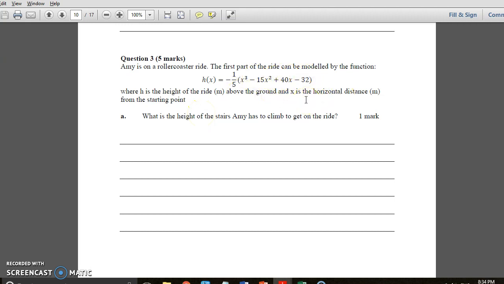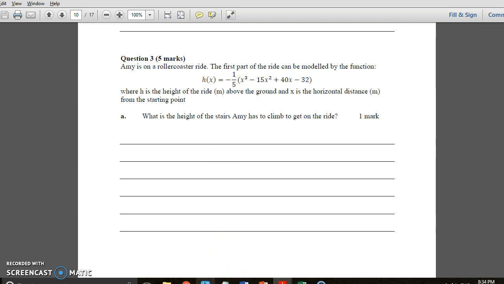So what do we have to do? What do we have to let x equal? Well, we've got to let it equal 0. So let's define this thing. I don't know how much I recorded, but let's just go through that again. Anyhow, we're modeling the height, x meters away from the starting point. We want to find out the height of the stairs Amy has to climb to get onto the ride. Well, the ride starts at the starting point, so that'll be where x equals 0.